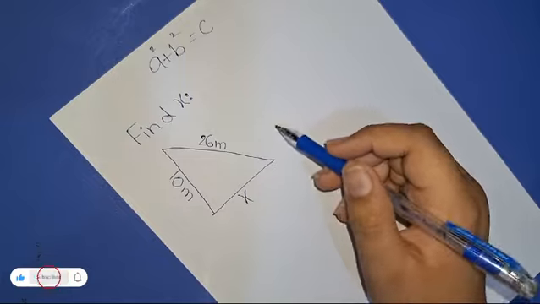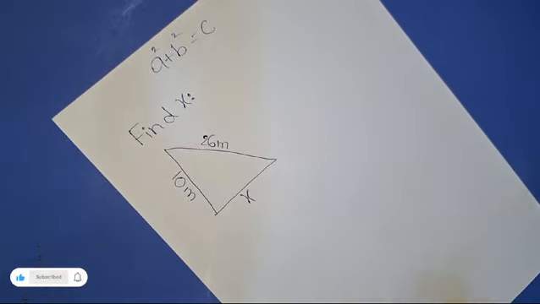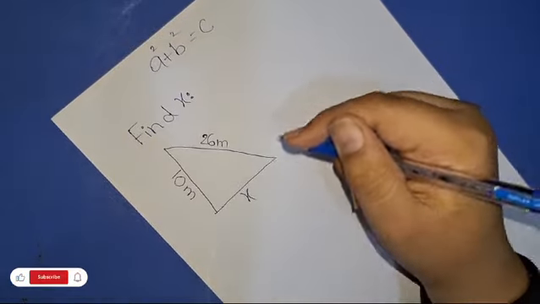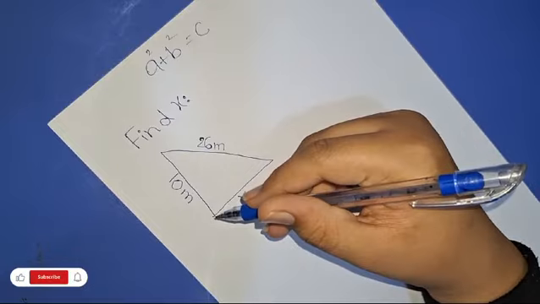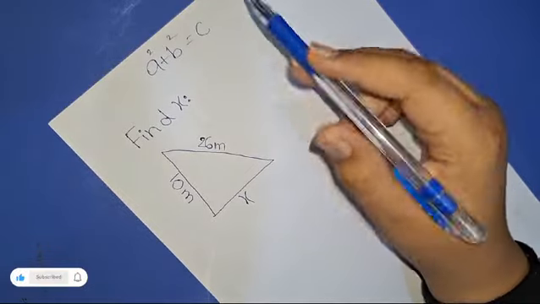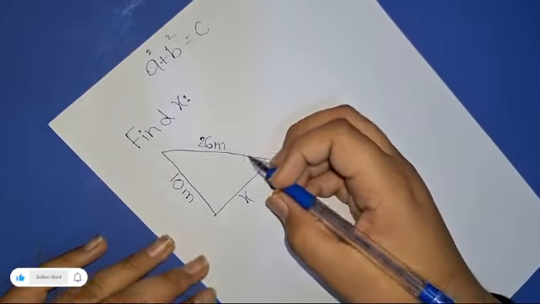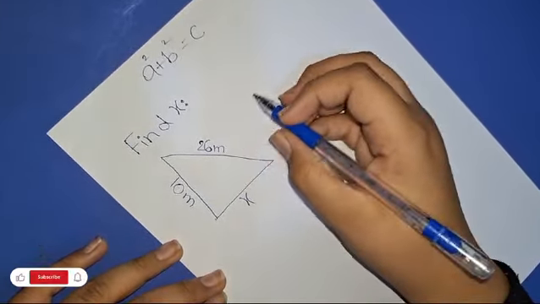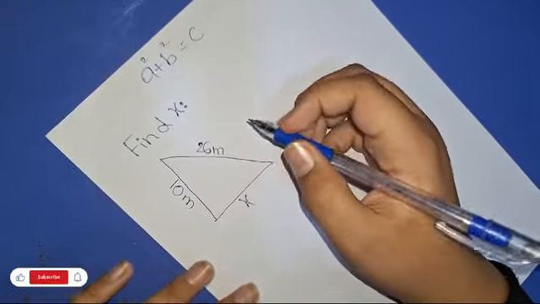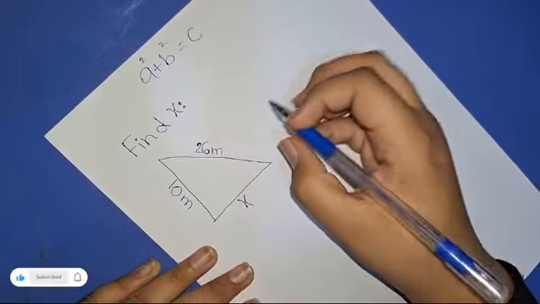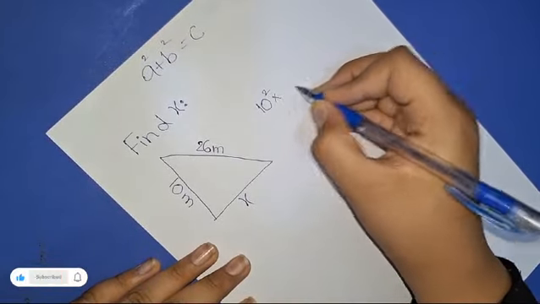Here you go, another example question for using the Pythagoras theorem. In this question, as you can see, we don't have to find the hypotenuse. We have to find the base. We are going to use the same theorem but in a different way. As we know, the theorem is height square plus base square equals hypotenuse square. Here the height is 10 and the base is unknown.